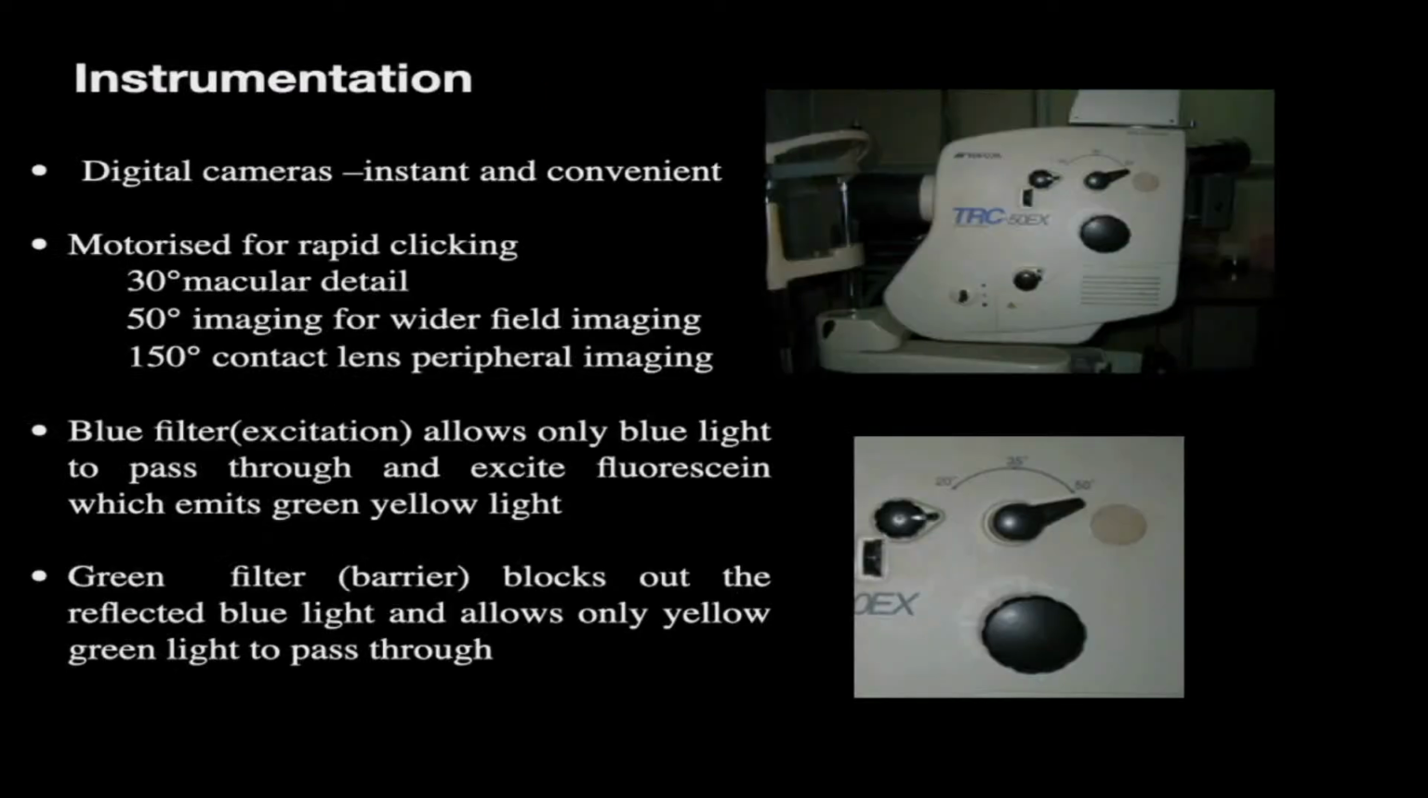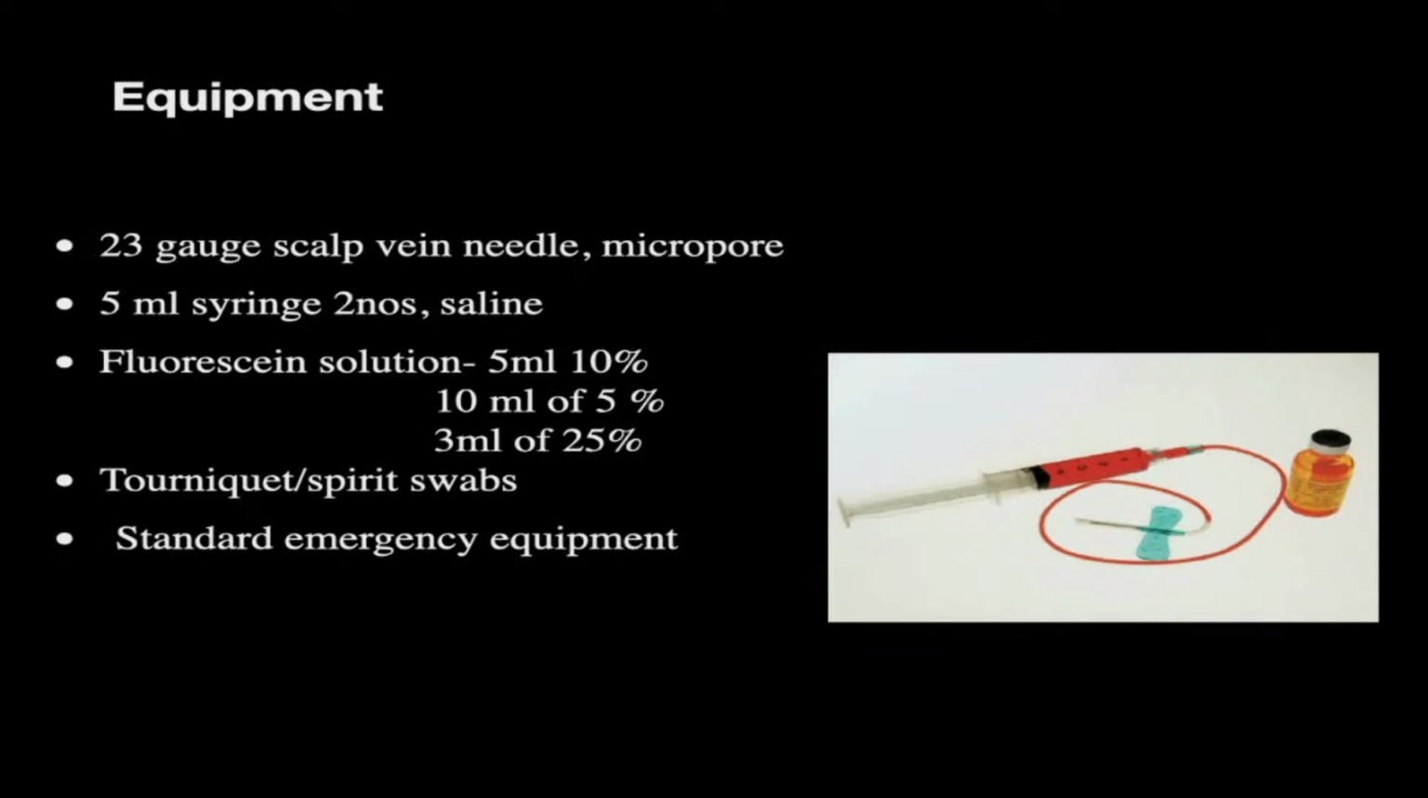So the instrumentation over here essentially is our digital cameras, which could capture a 30 degrees, 50 degrees, or 150 degrees view of the fundus. Most of the fundus cameras now have the filters inbuilt, so you just have to hit the fluorescein angiography button, and automatically the barrier filters and the excitation filters are engaged. The equipment is a scalp vein set, syringes, fluorescein sodium, and tourniquets.